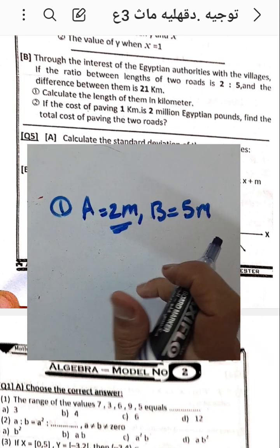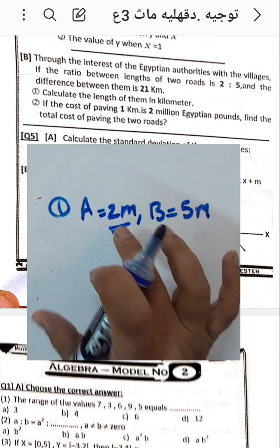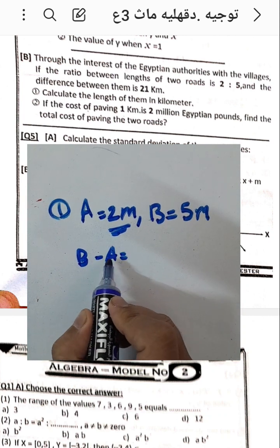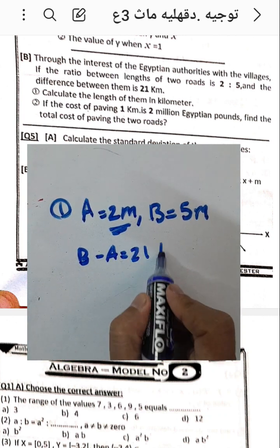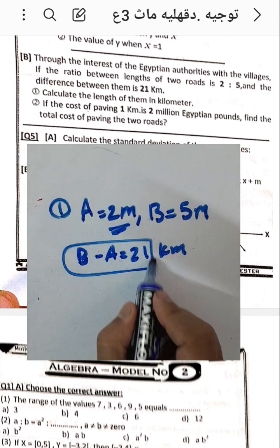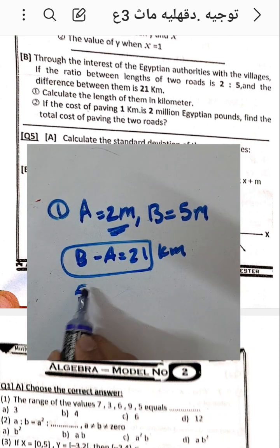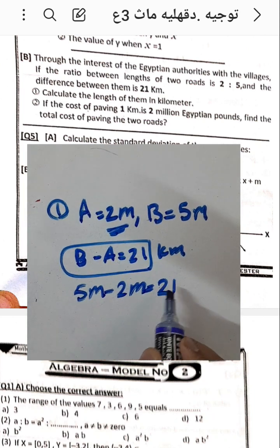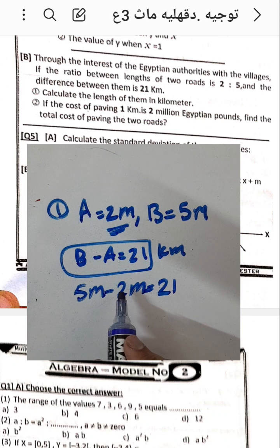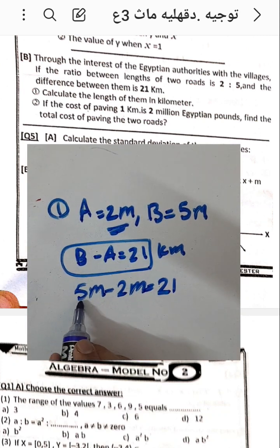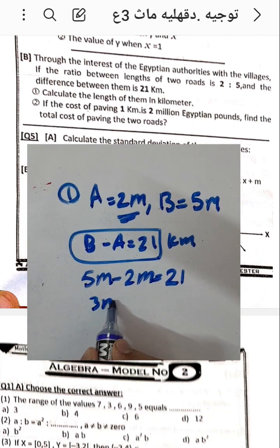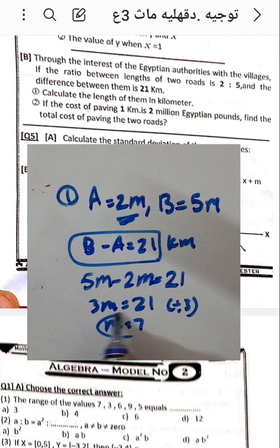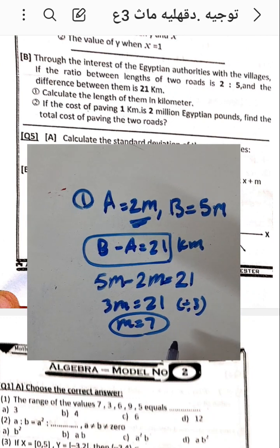The difference between length 1 and length 2, b subtracted by a, equals 21 kilometers. Then we can put here 5m subtract 2m. It will be what? It will be 21. The difference between them equals 21. Then 5m minus 2m will be 3m. It will be 21, and then we divide it by 3, then m will be equal to 7. We get the value of m equals 7.